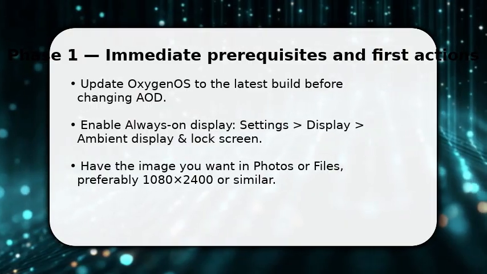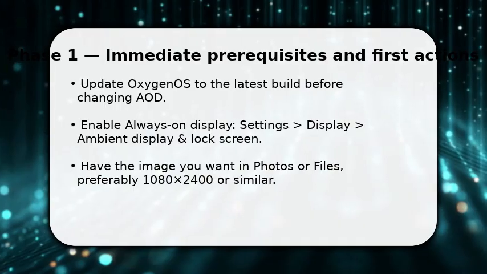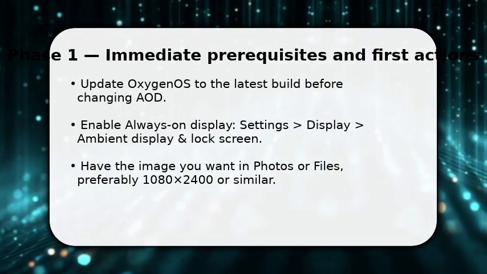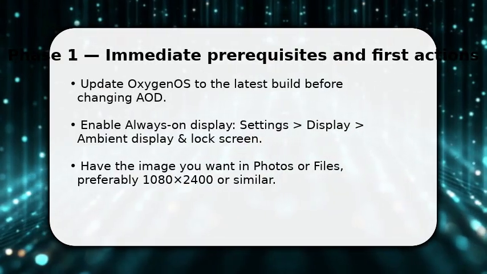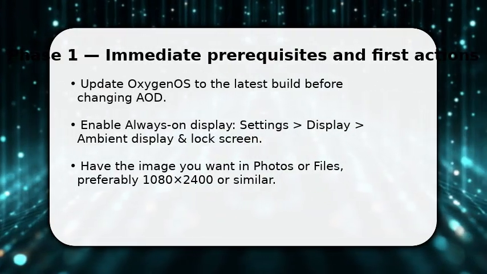Next, open Wallpapers or the System Wallpaper Picker. Make sure the picture you want is saved in Photos or Files so you can select it. You're now ready to pick the image and move to the customization step.